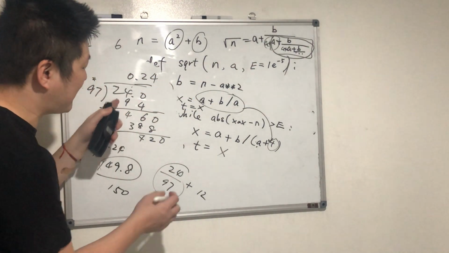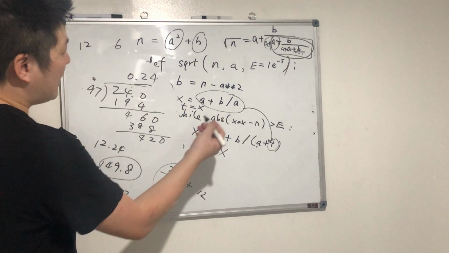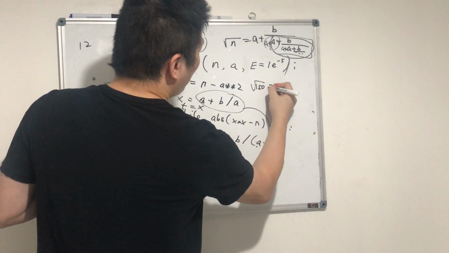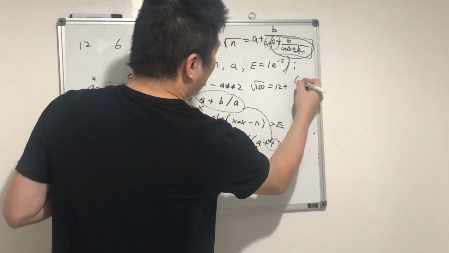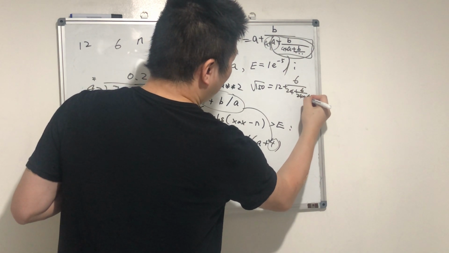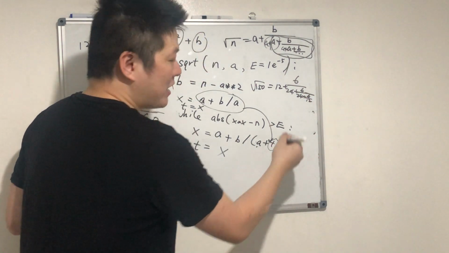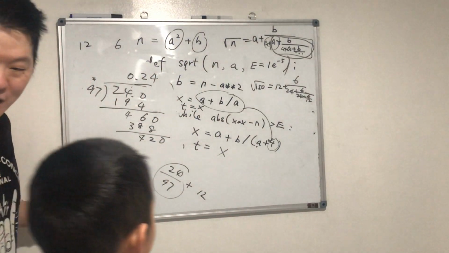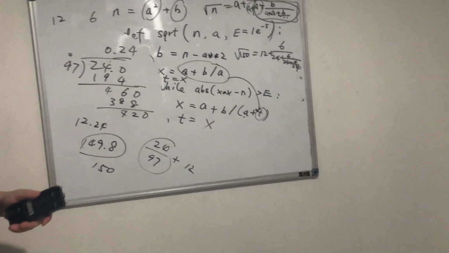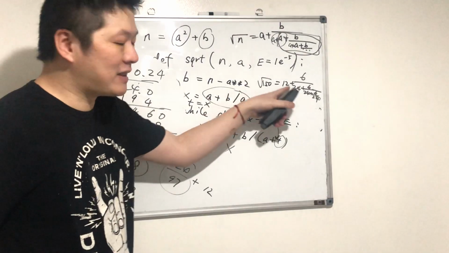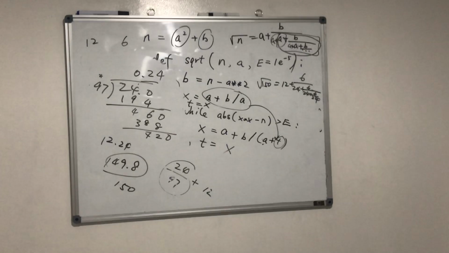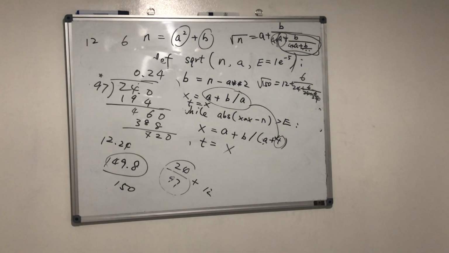If we keep doing this, if we say the square root of 150 equals 12 plus 6 divided by 24 plus 6 divided by 24 plus 6 divided by 24, and we keep going, then we get closer. Do you get it? What do you call this? Continued fraction, right? Whatever.